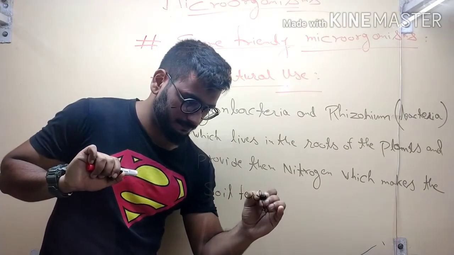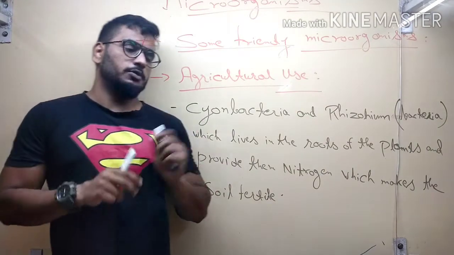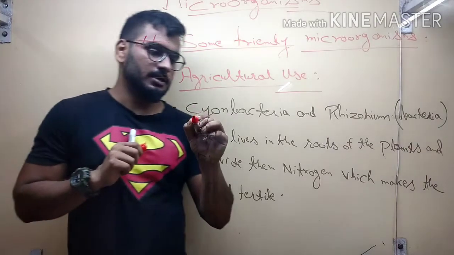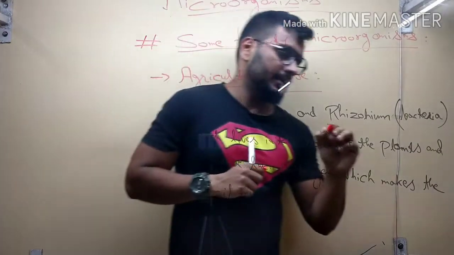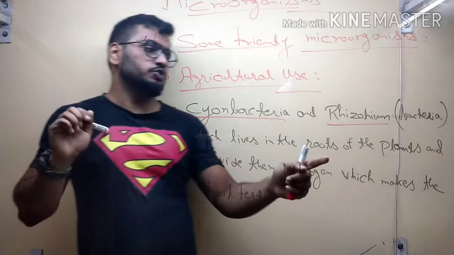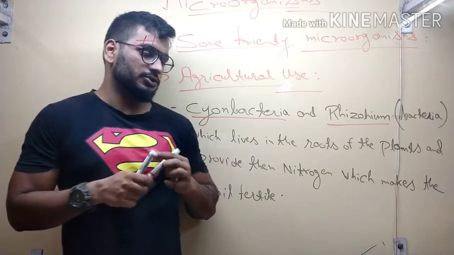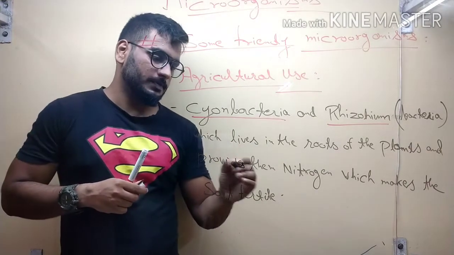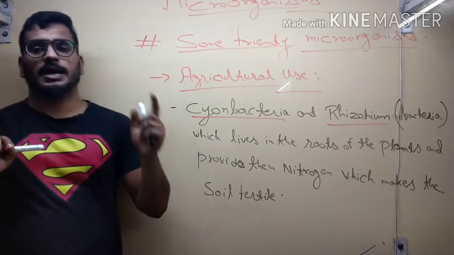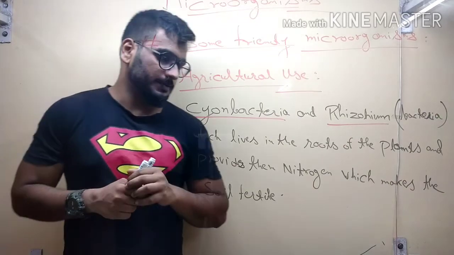fertile. So I have written what I said. These are the two bacteria, cyanobacteria and rhizobium. These are the two bacteria which live in the roots of the plants and provide them nitrogen, which makes the soil fertile. So write this thing.